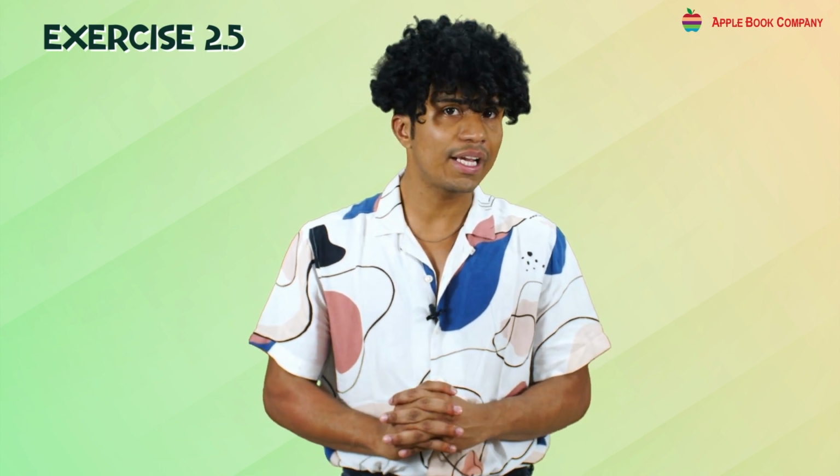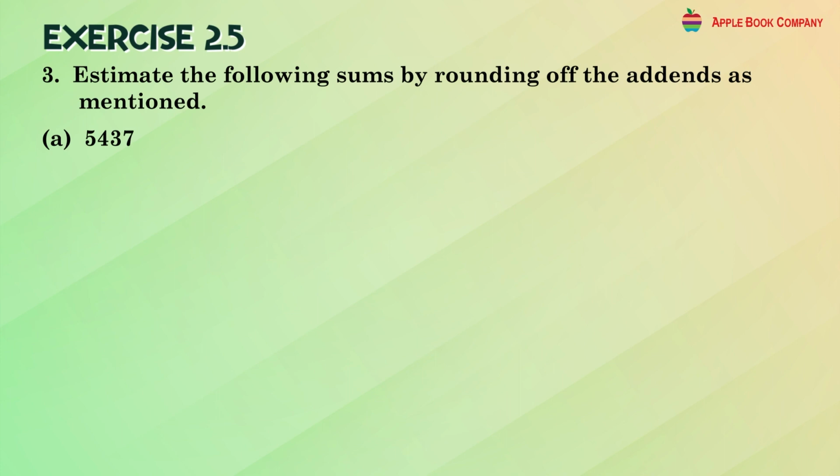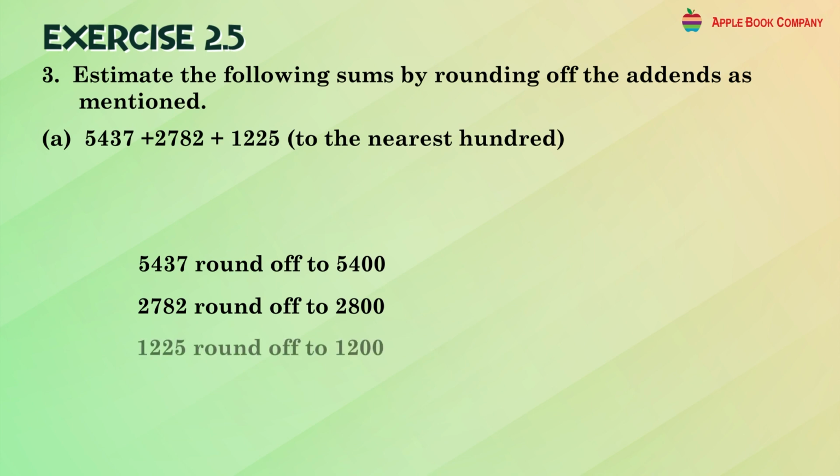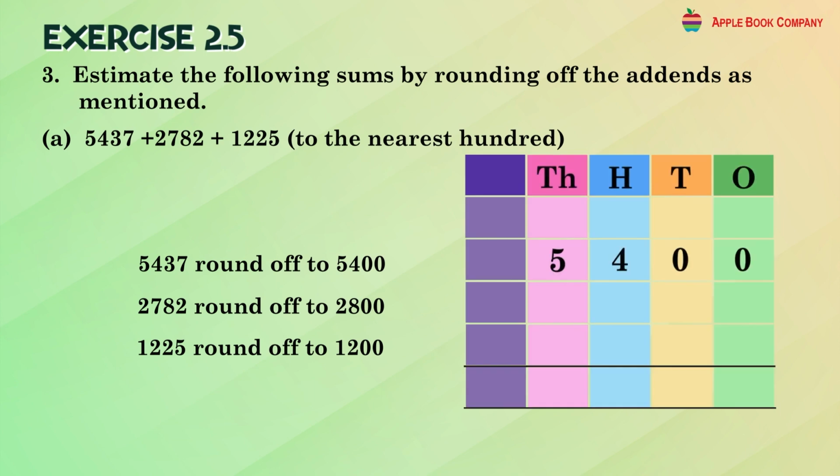Estimate the following sums by rounding off their addends. And what would the answer be? 5437 plus 2782 plus 1225 to the nearest hundreds. 5437 can be rounded off to 5400. 2782 can be rounded off to 2800. 1225 can be rounded off to 1200. So 5400 plus 2800 plus 1200 is equal to 9400.